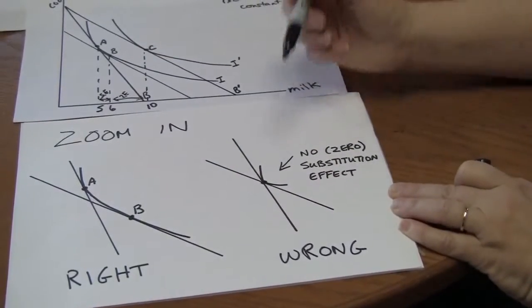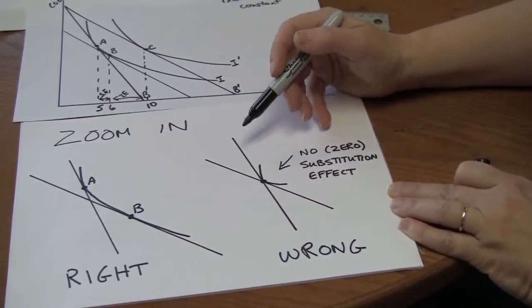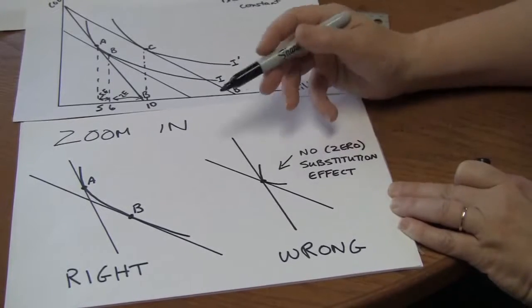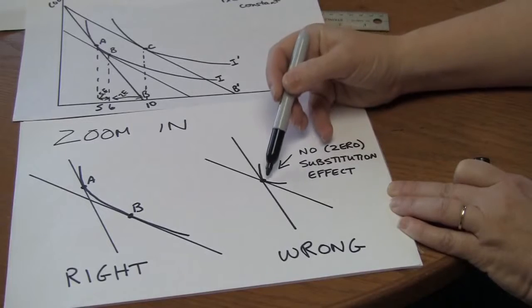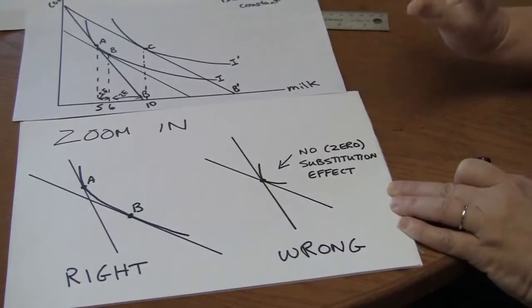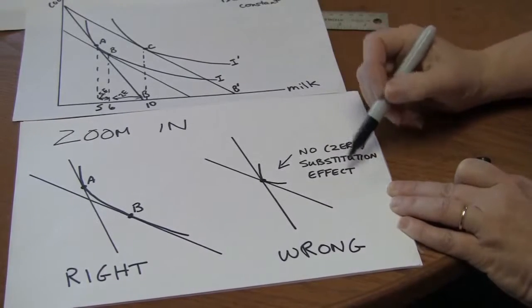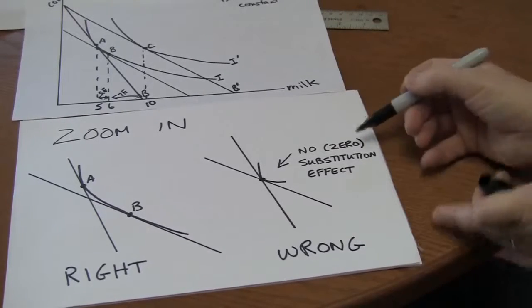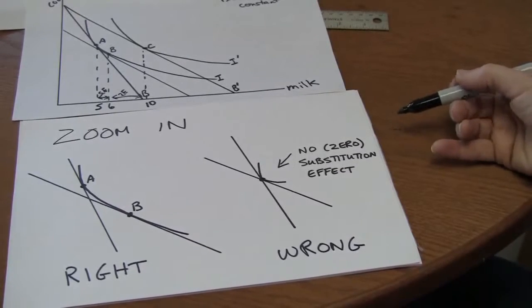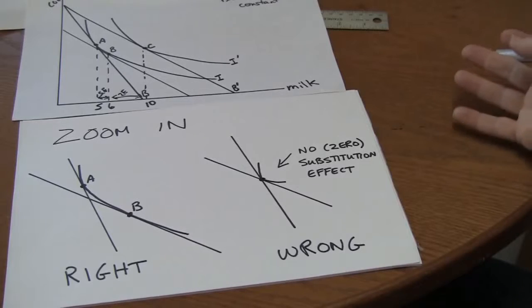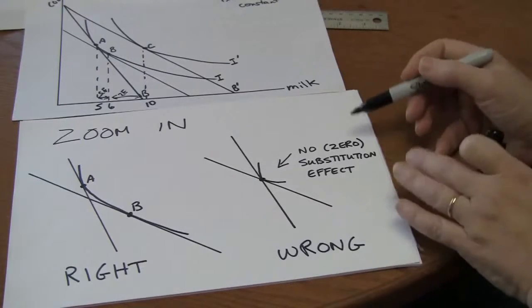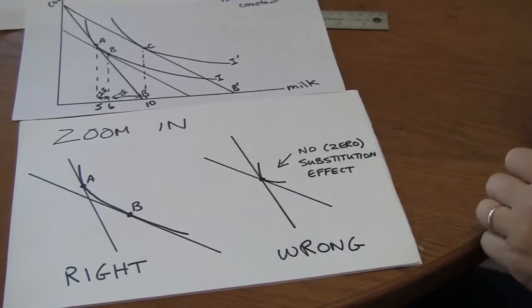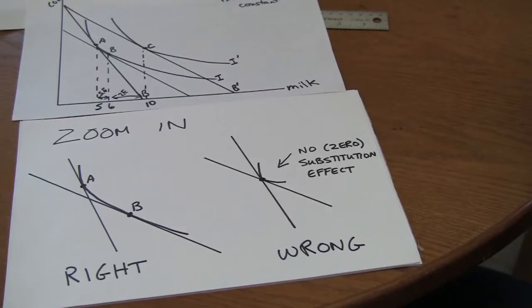The most common mistake that people make when drawing income and substitution effects is to have the indifference curve tangent at the point where the budget lines cross. That's a problem because here you have no substitution effect at all. Sometimes you might want to have a zero substitution effect, but if you're trying to show a positive substitution effect, you're not going to get very far with that.